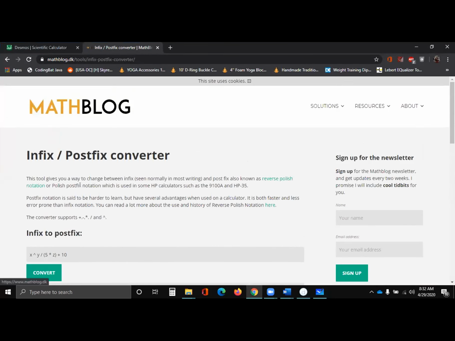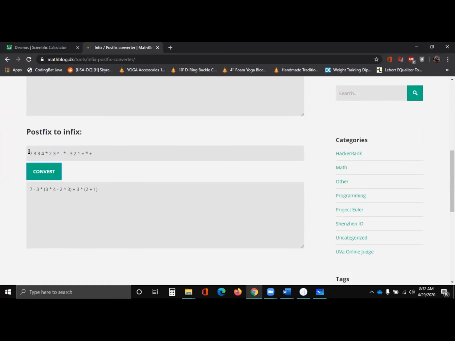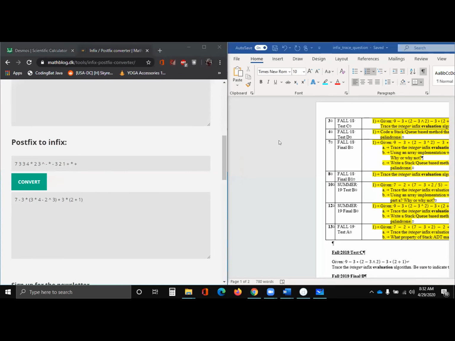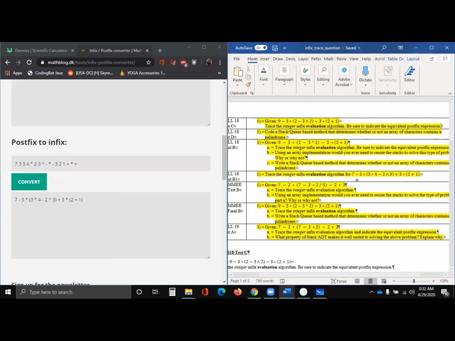So, this is a math blog. It has an Infix Postfix converter. So we just popped in the same answer. I just made sure that I copied it correctly. I'm looking at it right now on my iPad. It's 7, 3, 3, 4 star multiplication 2, 3 caret subtract star multiplication subtract 3, 2, 1 plus multiplication plus. And that is the same exact answer as the Infix calculation.